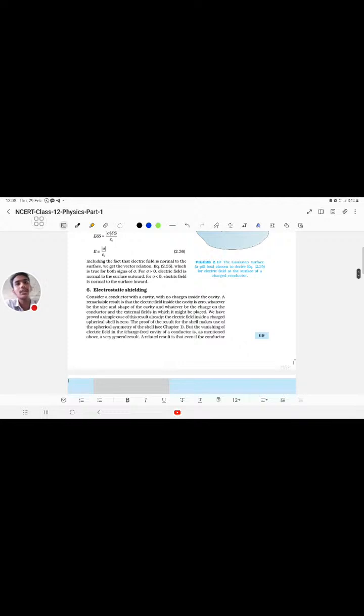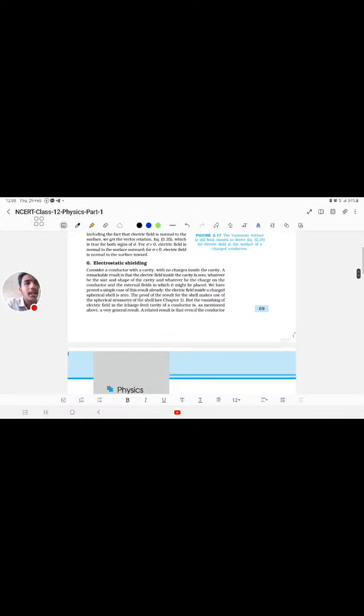Now, electrostatic shielding. Consider a conductor with a cavity with no charges inside the cavity. So let's say I have a conductor with a cavity and there are no charges inside the cavity. A remarkable result is that the electric field inside the cavity is 0, whatever be the size and shape of the cavity, and whatever be the charge on the conductor and the external field in which it might be placed.